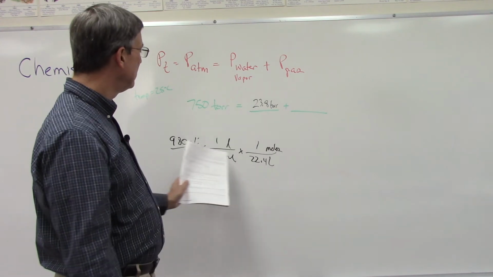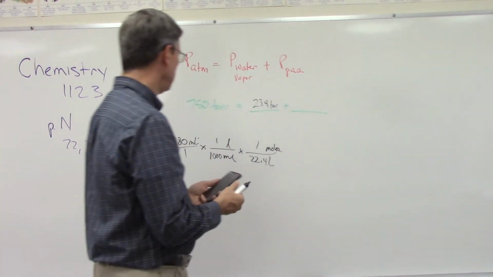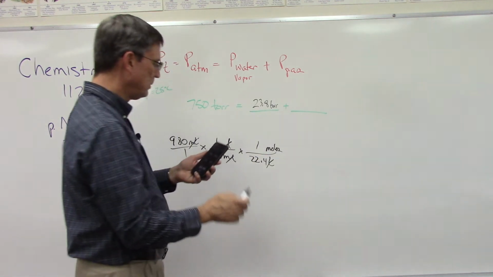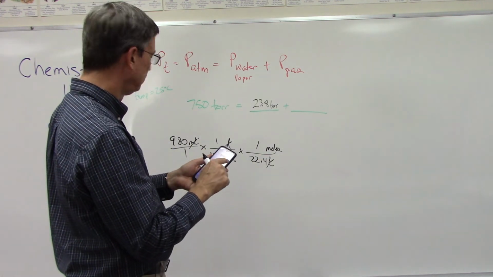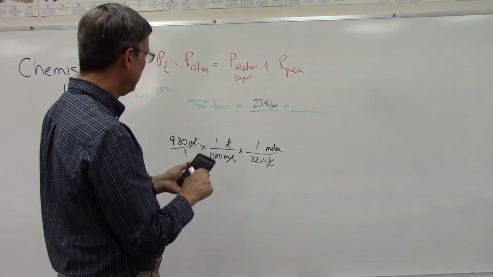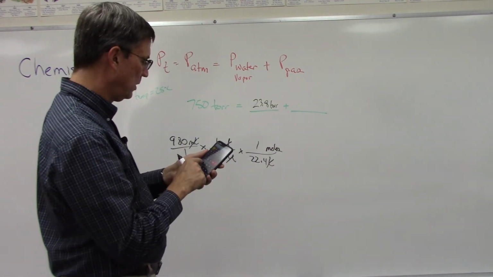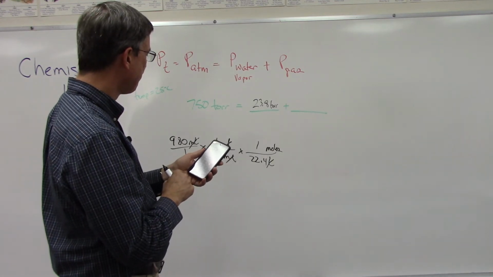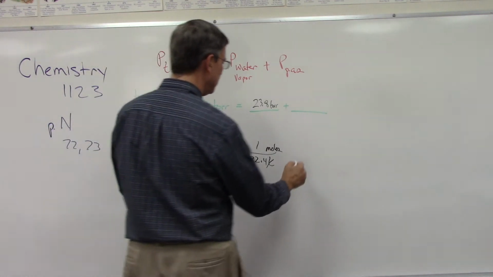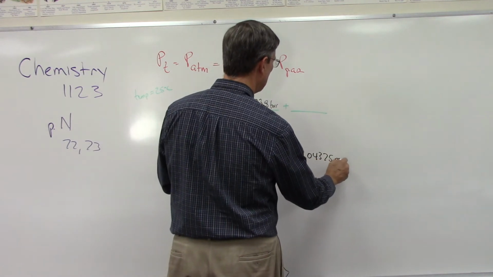So if I just solve this much of it, let me get my calculator. Let's see what we get. So we multiply this, this cancels, this cancels, so the answer comes out in moles. So 980 divided by, we're going to multiply this times 1,000, so 22,400. So we get 0.04375 moles.